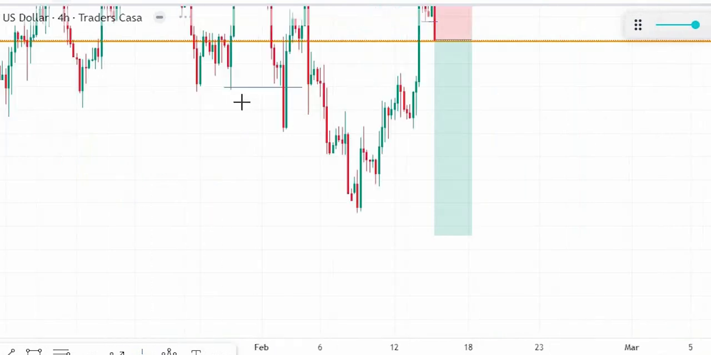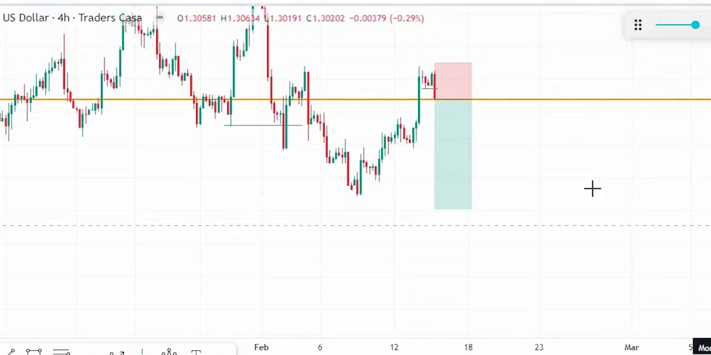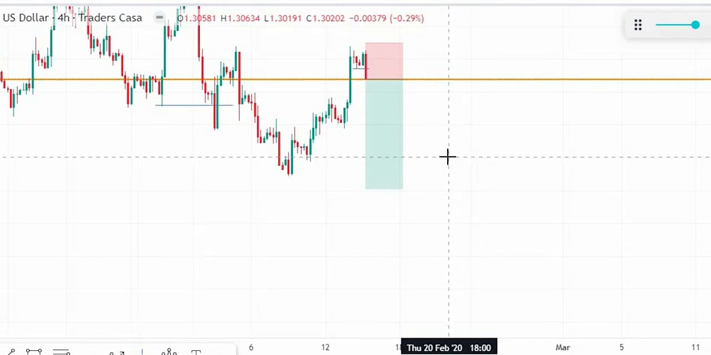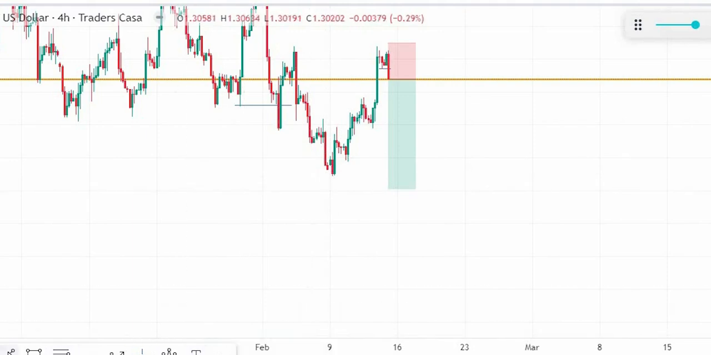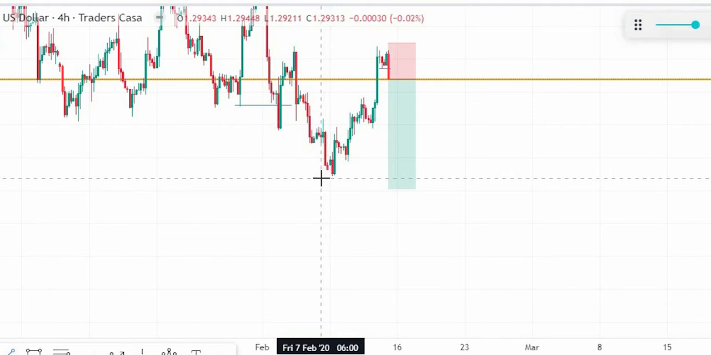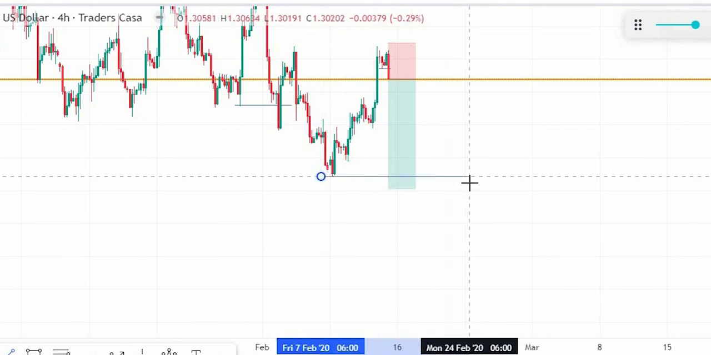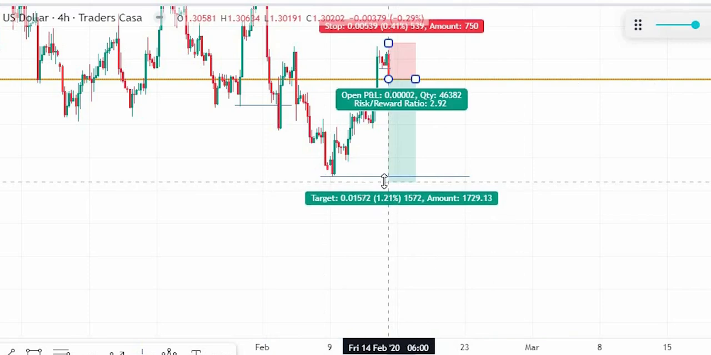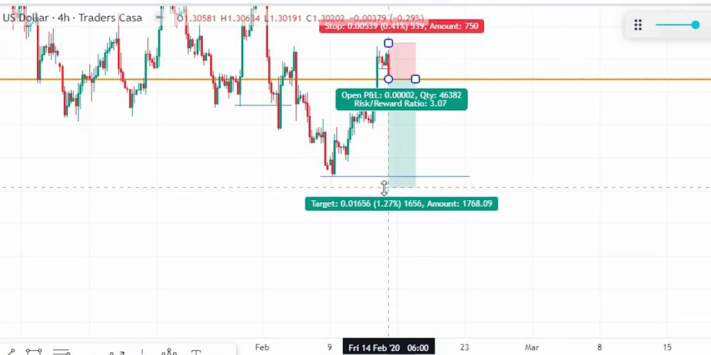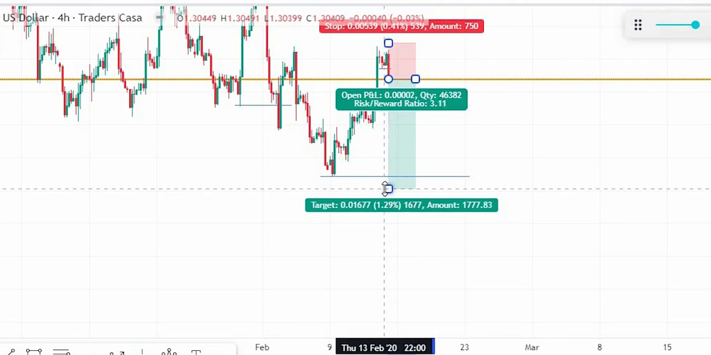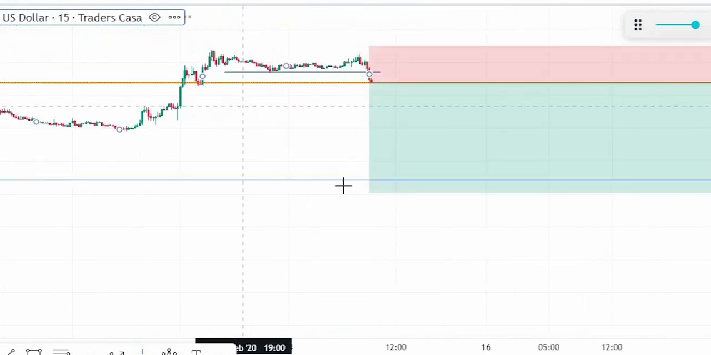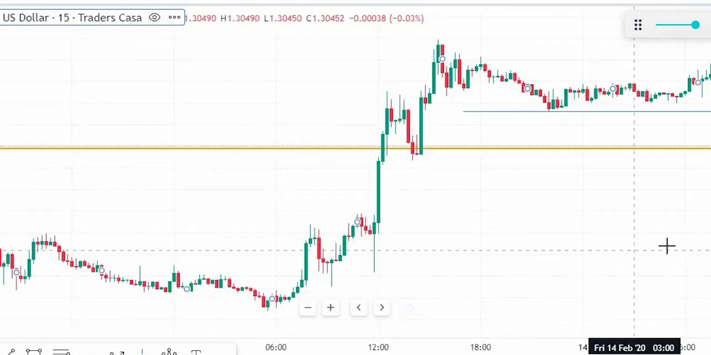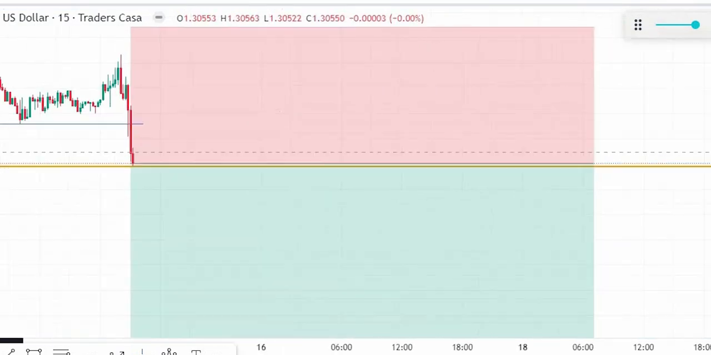Right, and we go into the 4 hours to confirm certain things. And right, there's a liquidity right here which needs to be grabbed, so we can put our take profit right there. It gives us a 3:1 risk reward ratio. And with that being said, let's play the market.